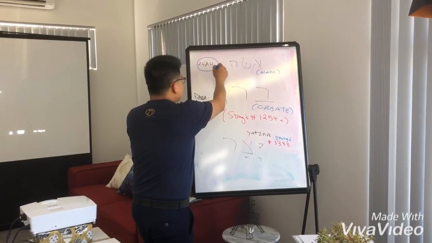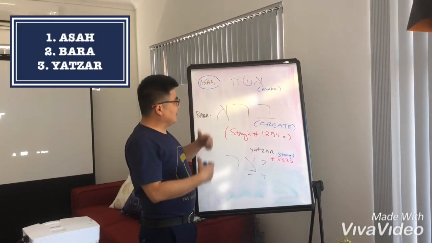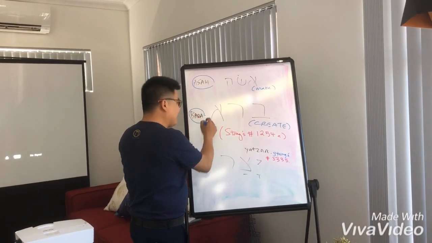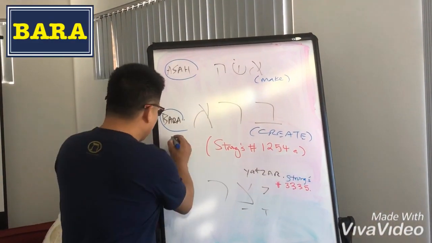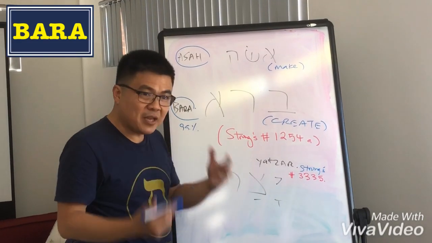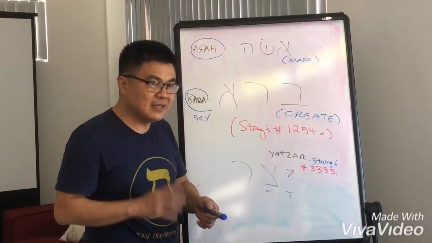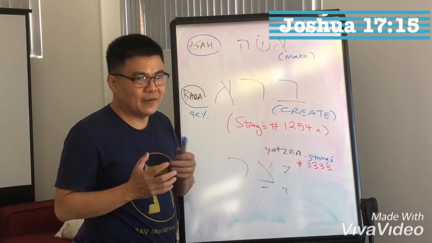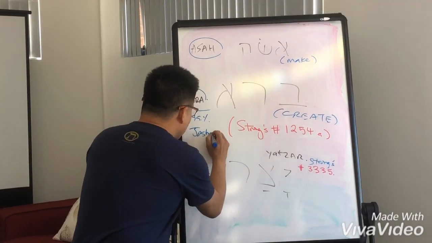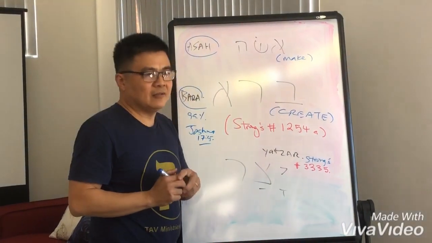But there are 3 words. You can use the word ASAH. So David ASAH cookies. I make cookies, right? BARA is generally 99% used when God creates something out of nothing, except in the book of Joshua chapter 17 verse 15 or 25. 15 or 25? 15. So except for Joshua chapter 17 verse 15, where it talks about clearing, not making.